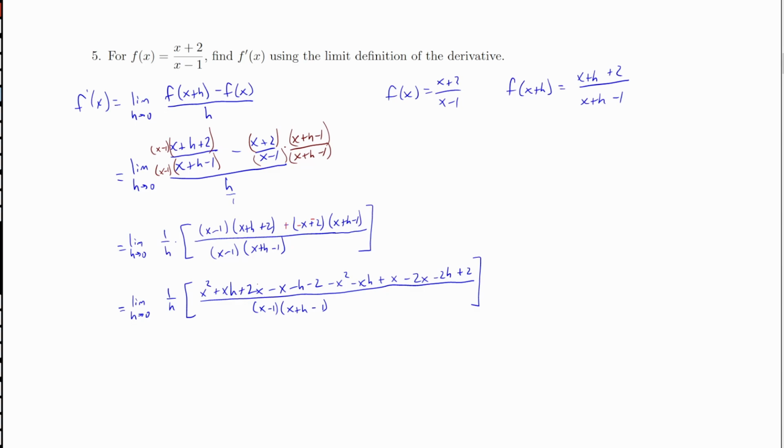Okay, let's find things that add to 0. So x squared minus x squared add to 0, xh minus xh add to 0, 2x minus 2x, minus x plus x, minus 2 plus 2. And the only thing I have left is a minus h minus 2h. So combining those, I'm going to get a minus 3h.